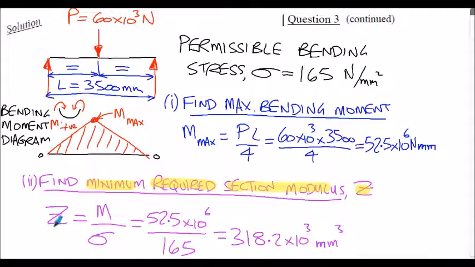So next step is to find the minimum required section modulus, the Z value. We know that Z is equal to the maximum bending moment M divided by the permissible stress sigma. From above, our maximum bending moment is 52.5 times 10 to the 6 Newton millimeters, shown here. And we divide that by the permissible bending stress, 165 newtons per millimeter squared, shown here. That evaluates to a minimum Z value of 318.2 times 10 to the 3 millimeters cubed.